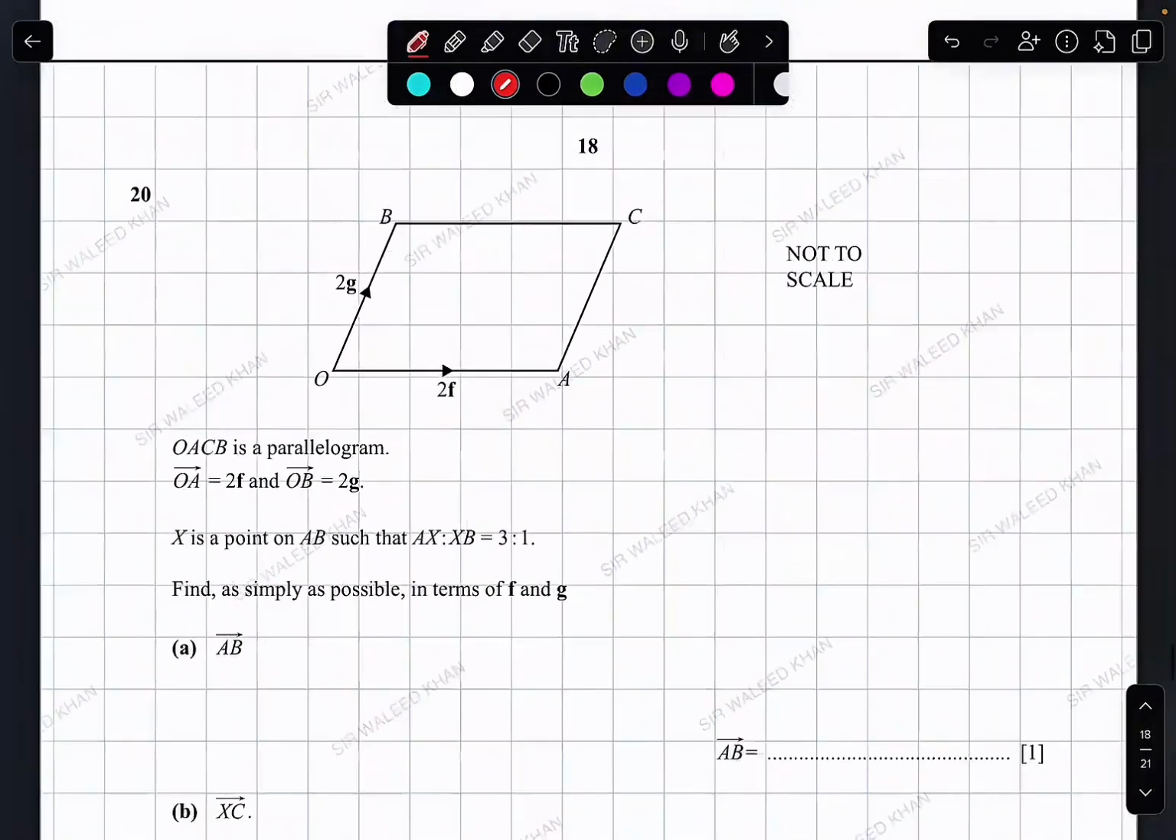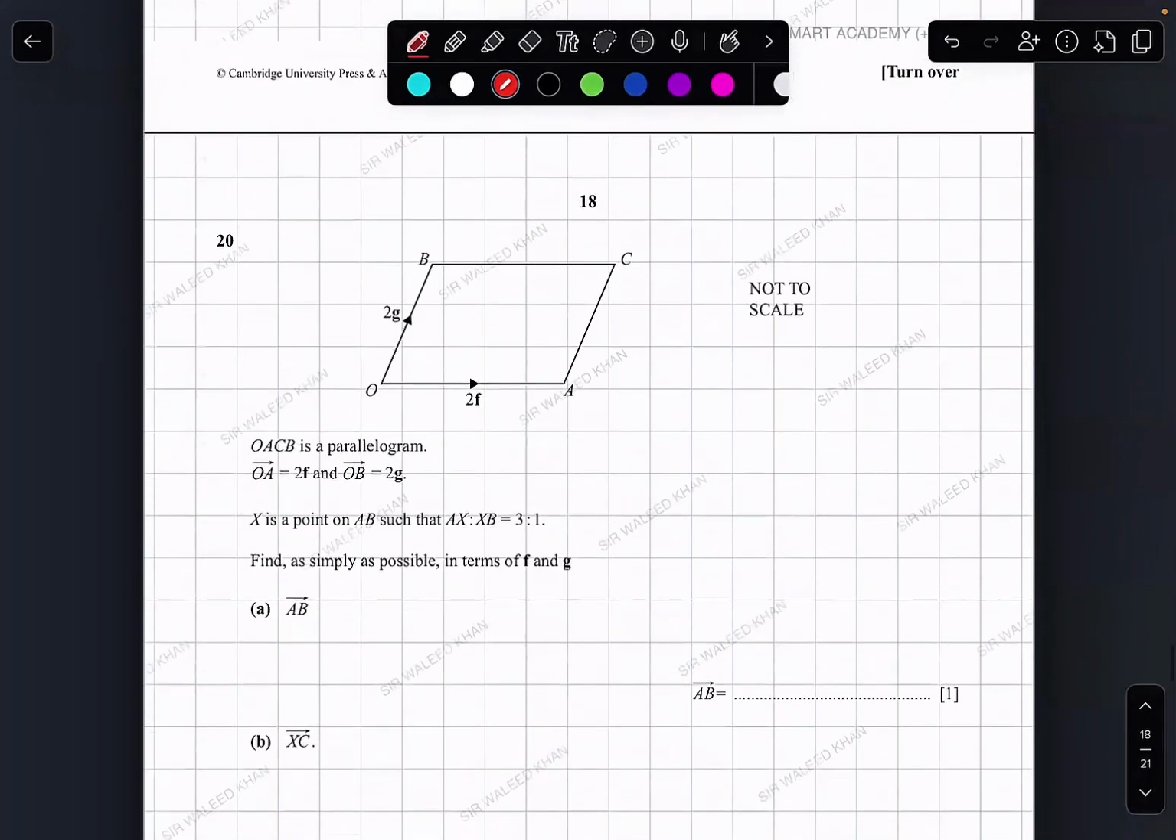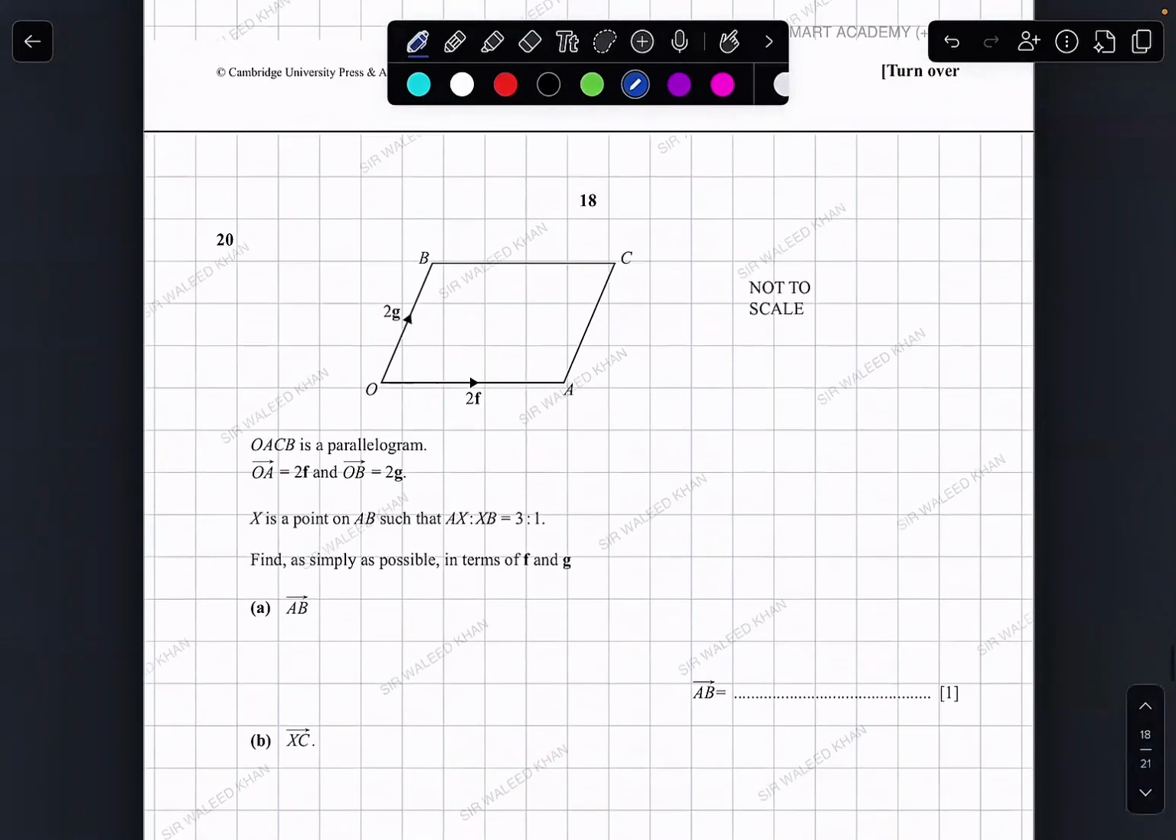Question number 20 over here. OACB is a parallelogram. OA is equal to 2f. Okay, this information is given. X is a point on AB such that AX to XB is 3:1. So X is a point on AB. There is no line drawn for AB, so I'm drawing a line.